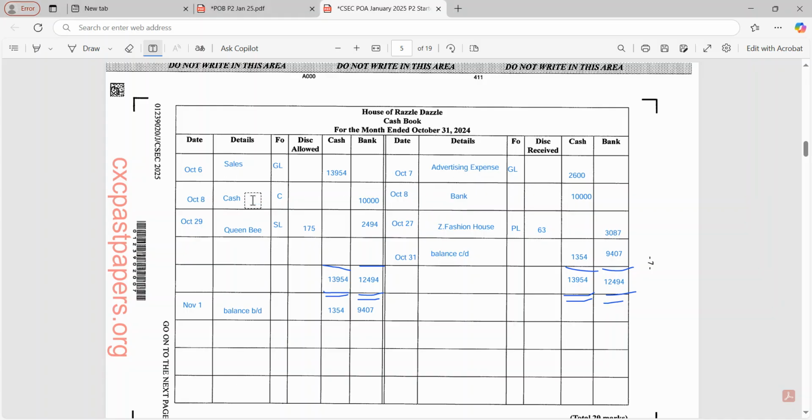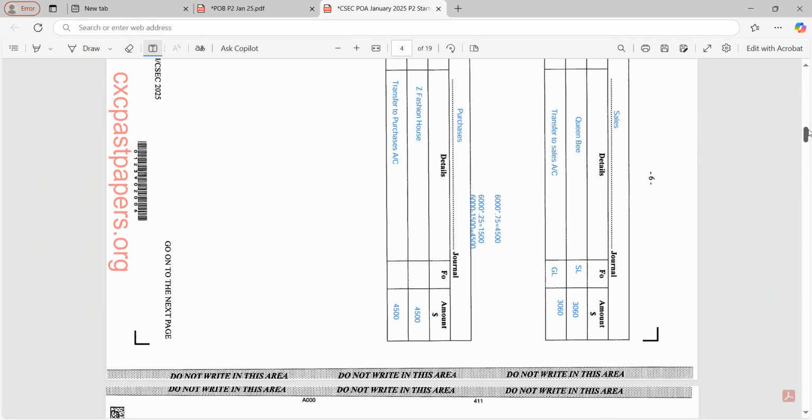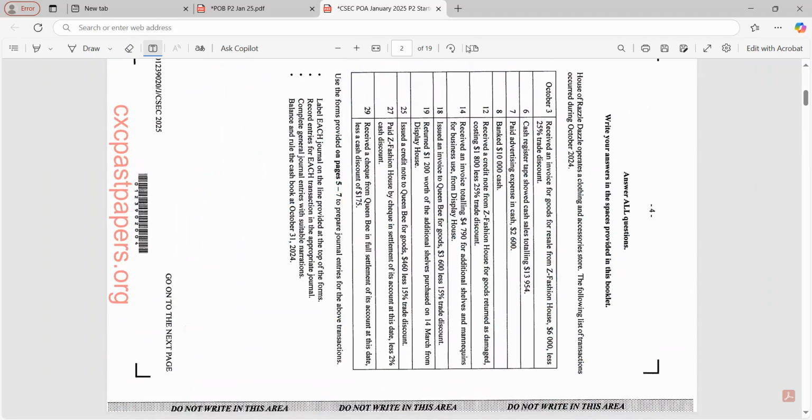We have October 8th. On our debit side, we're going to show that the money is going into our bank. So it's $10,000 on the bank account, and the details will be cash. On the credit side, we're going to show that the money is leaving the cash till. So it becomes $10,000 under the cash column and bank for the details. All right. So both aspects of the transaction will be found in your cash book.